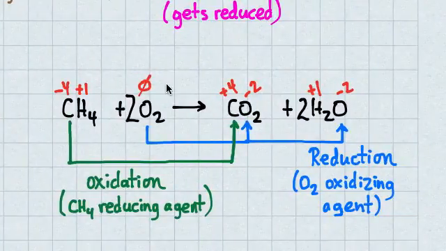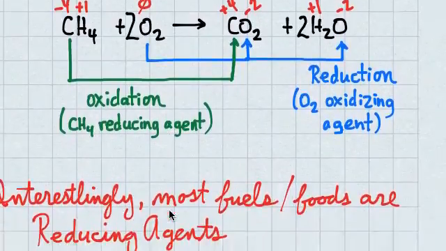Combustion, burning things. Oxygen's a good oxidizing agent. That's no surprise. But it itself, oxygen likes to get reduced. Here oxygen went from a 0 to a negative 2 in a couple different spots. So that's a drastic reduction. And the carbon went from a minus 4 up to a plus 4, seemingly losing 8 electrons. In a way, it did. So CH4 is a reducing agent.